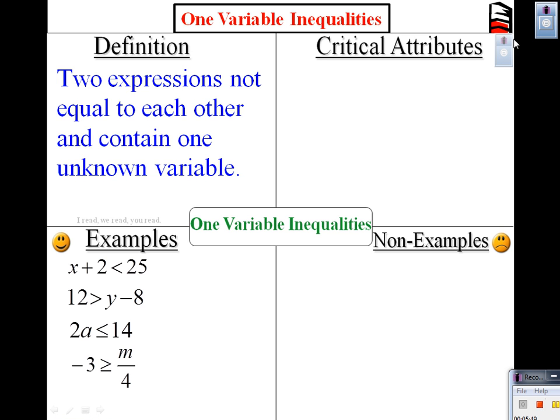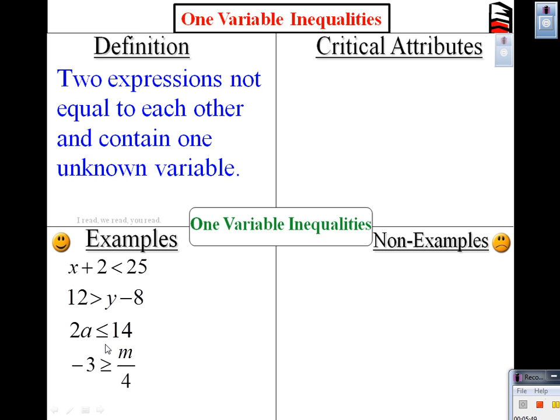All right, here we go. According to the definition, it says two expressions equal to each other and contain one unknown variable. X plus 2 is an expression, 25 is an expression, and they are not equal to each other, and they contain only one variable. Yes? 12 is an expression, y minus 8 is an expression, they're not equal to each other, and only one variable. Okay, bless you. Same and same.